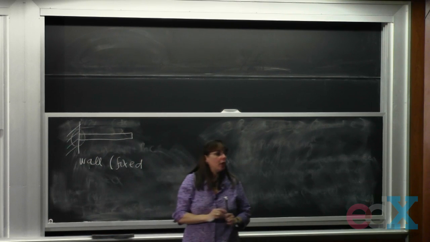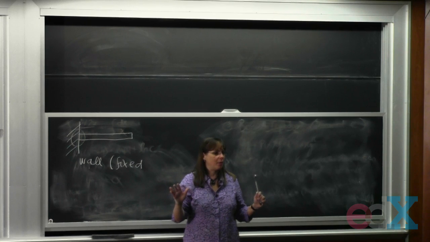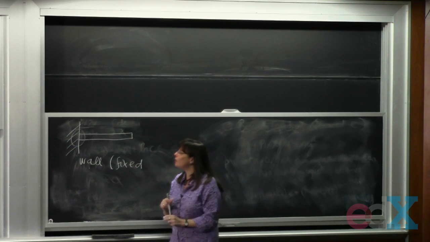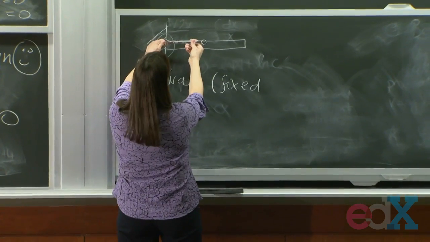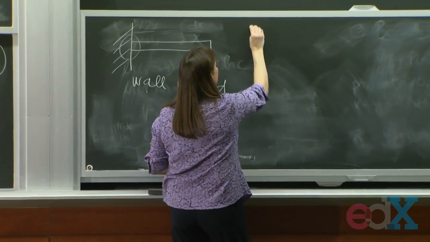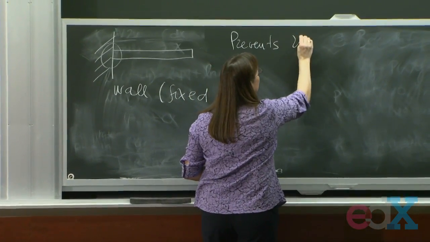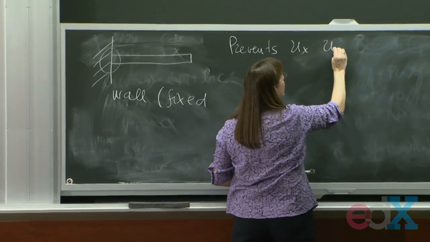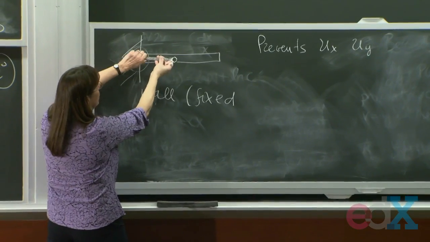Right there, the wall is preventing any movement from happening, right? Because I have the wall there, the wall prevents this point here from moving anyway. So the wall prevents any x or y displacement. You see, it doesn't make it move. It's stuck in the wall.